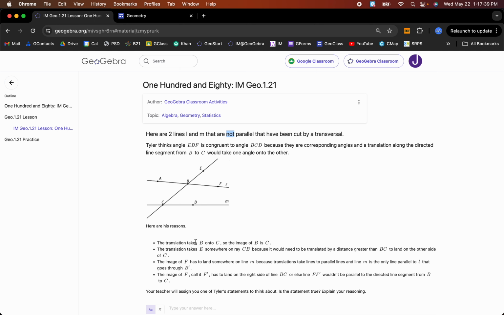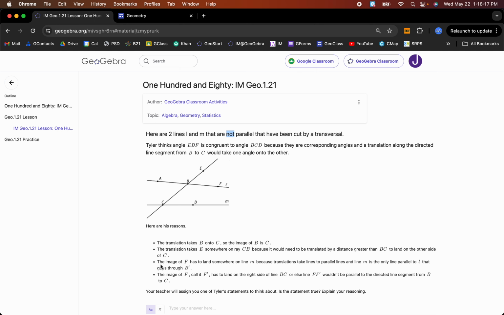He says the translation takes B onto C. So B lands on C. Okay, great, no problem. The translation takes E somewhere on ray CB because it would need to be translated by a distance greater than BC to land on the other side of C. Meaning, if I slide E downwards by a distance of B to C, it can't end up on the other side of C. Because it's on the top side of B, it has to be on the top side of C. And since we're sliding right down this line, it's got to land on there somewhere.